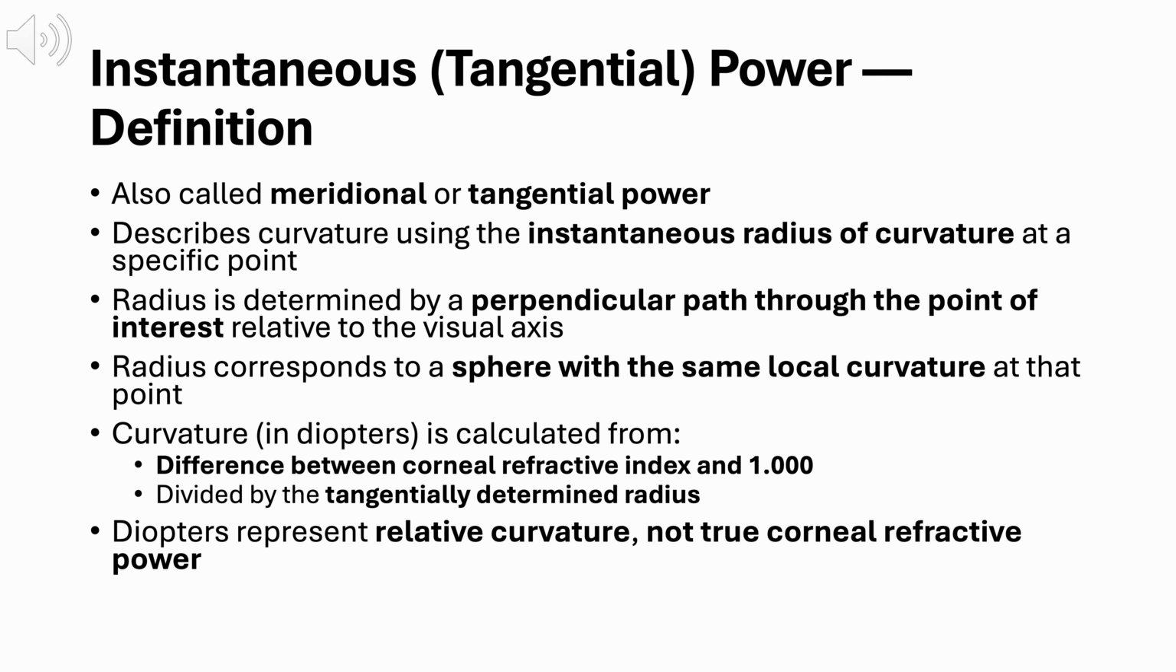Curvature, expressed in diopters, is calculated using the difference between the corneal refractive index and 1.000, divided by that tangentially determined radius. Importantly, these diopters represent relative curvature rather than true corneal refractive power. The key idea is that tangential power is a local measurement. It captures focal changes in curvature much more accurately than axial power, which is why tangential maps are better for identifying small, localized abnormalities on the cornea.